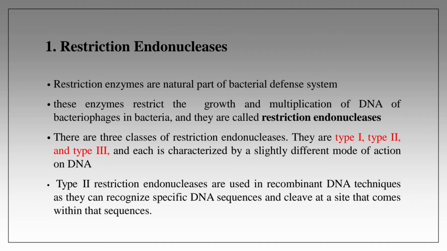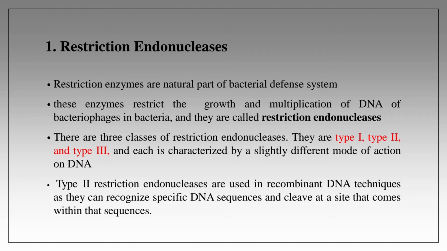Number 1. Restriction endonucleases. Restriction endonucleases are enzymes that are a natural part of the bacterial defense system. These enzymes restrict the growth and multiplication of DNA of bacteriophages in bacteria, and they are called restriction endonucleases. There are 3 classes of restriction endonucleases: type 1, type 2, and type 3, and each is characterized by a slightly different mode of action on DNA.